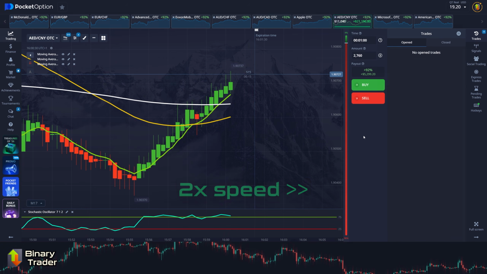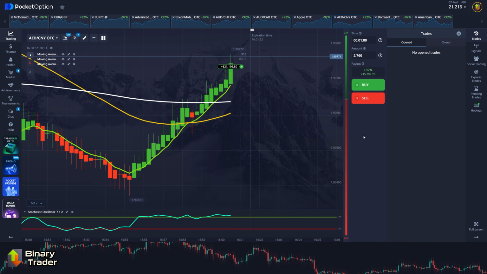The trade finished positively. This was my last trade today.